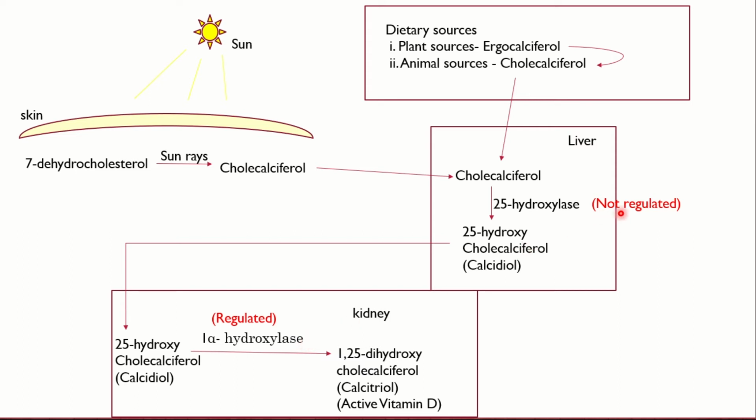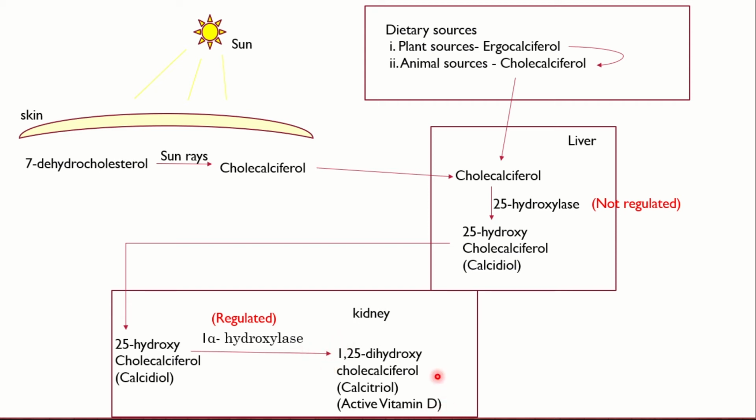Not regulated means if you are exposed to the sun for a longer period of time, then you keep on making this cholecalciferol from 7-dehydrocholecalciferol, and this product will go on to the liver and then get converted into 25-hydroxycholecalciferol. Since this enzyme is not regulated, it will keep on acting, so this product will keep on being produced, whereas in the kidney the enzyme 1-alpha-hydroxylase is actually regulated, so its function is under control, and it will not always form active vitamin D.